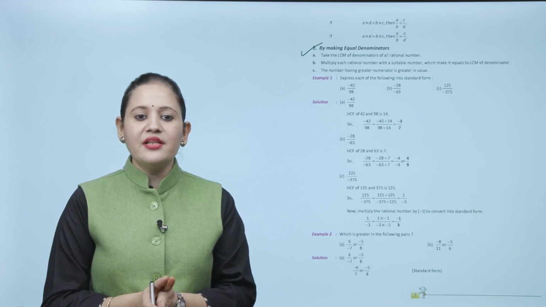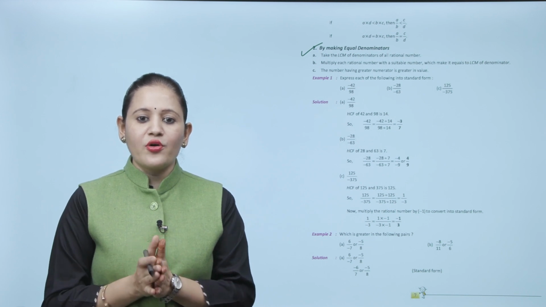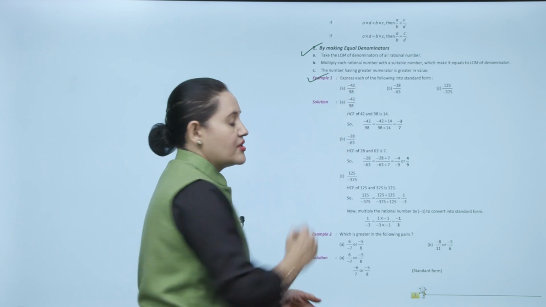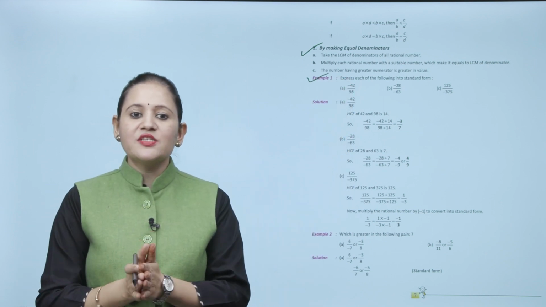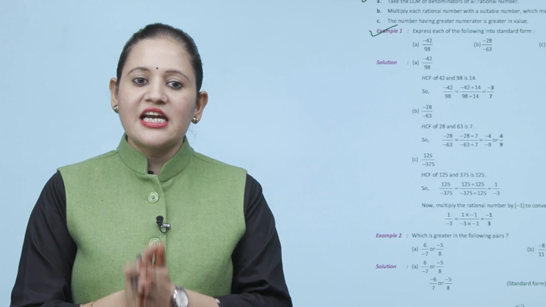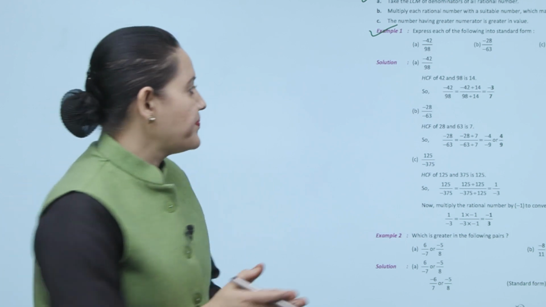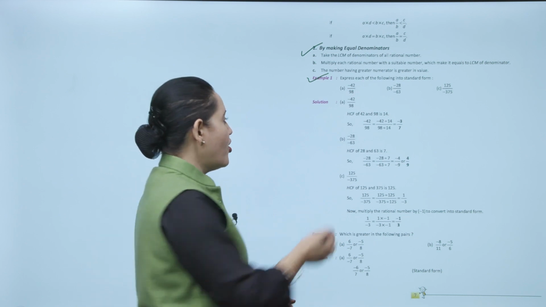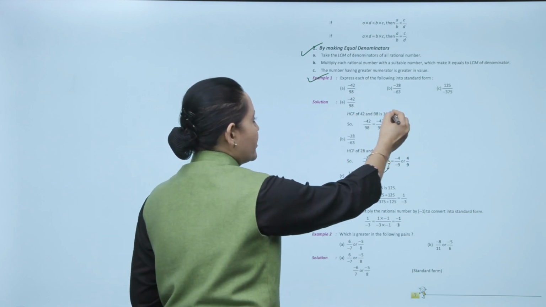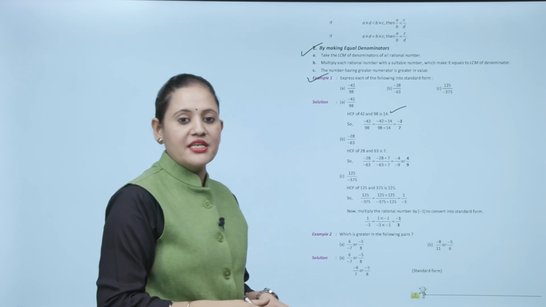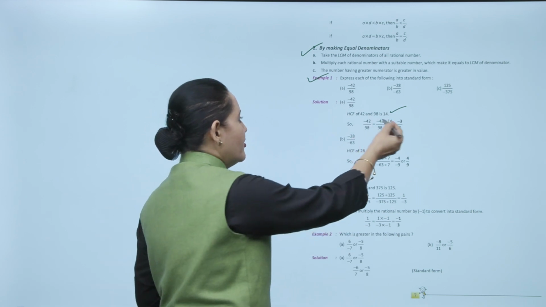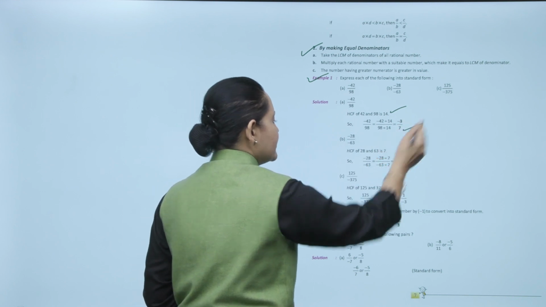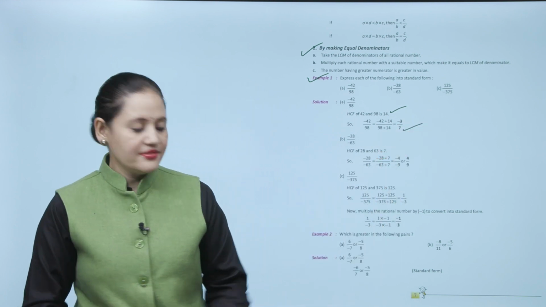We'll take an example. Express each of the following in standard form. So first is minus 42 upon 98. Standard form means writing in the lowest terms. So minus 42 upon 98, the HCF of 42 and 98 is 14. So we'll divide both the numerator and denominator by the HCF, that is 14. So we'll get minus 3 by 7. That is the standard form. Clear?